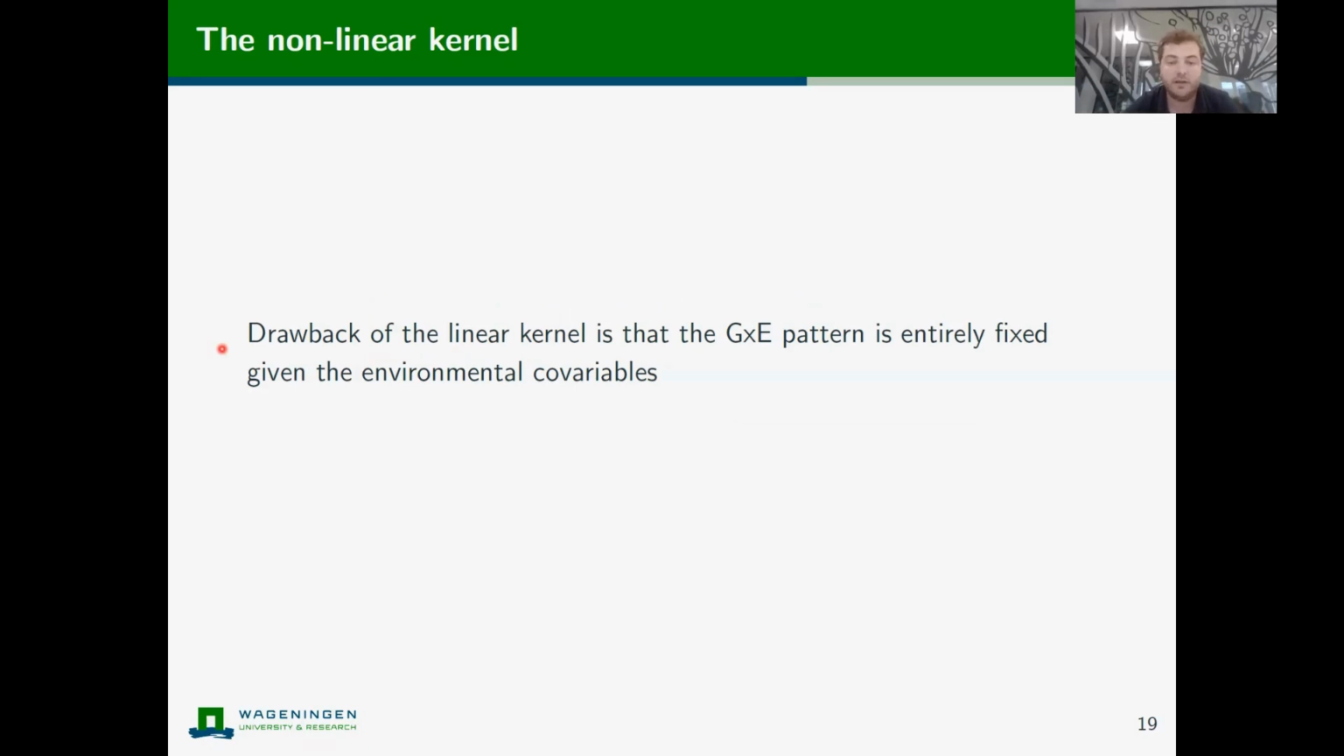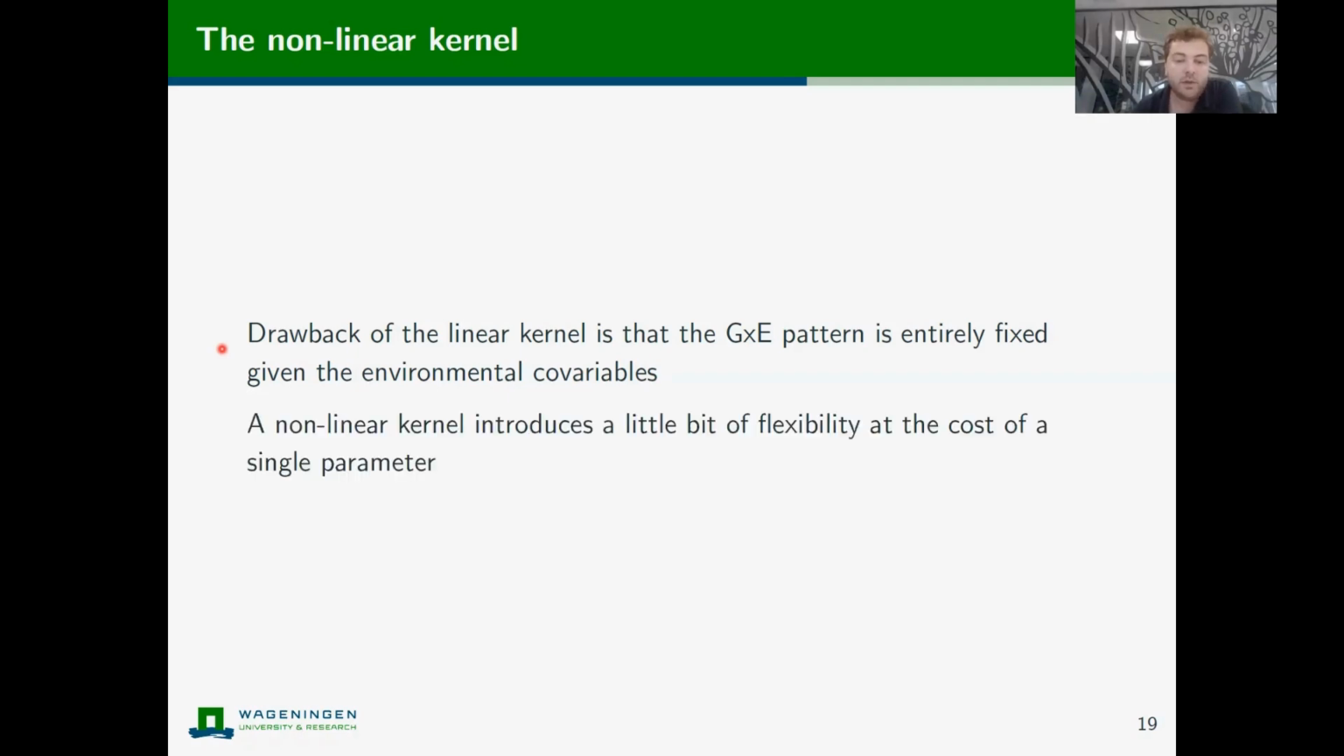So there's no flexibility to make it fit the data a little bit better. You're really trusting the environmental covariables, and if those are for some reason not accurately describing the G by E, you'll get a bad fit. So a nonlinear kernel introduces just a little bit of flexibility to make the model fit the data a little bit better at the cost of a single parameter. And it's going to be a single parameter regardless of if we have 3 environments or 20, as we'll see in the next few slides.